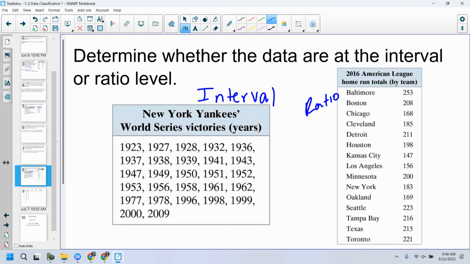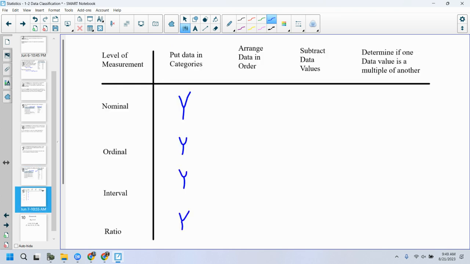Well, if I jump back to this table here, this ratio one that we described, can I put that into categories? Yeah, I could have, in terms of like, all teams that had between 140 to 160 home runs, right? I can put them into categories, almost like bands, right? I could do that with interval level and ordinal level.